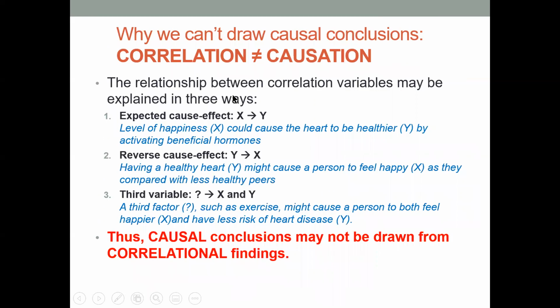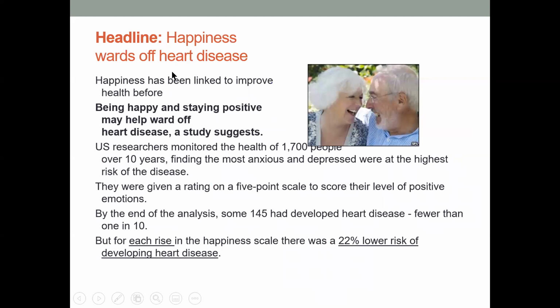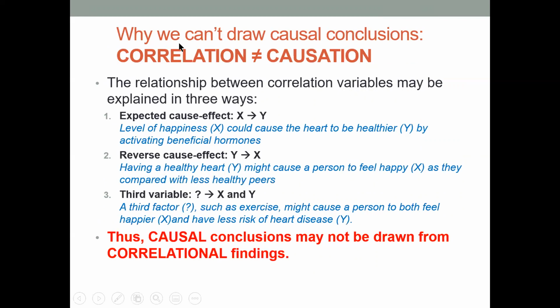So what are the criticisms of this? Well, they could be right that if you can just get happy, then you're not going to get heart disease. It's possible, okay? But there are other possible things that could be going on, and we have names for those. So the big message is correlation is not causation. This is such a common mistake that you'll see in news stories that you read. That's because we could explain it in three ways.